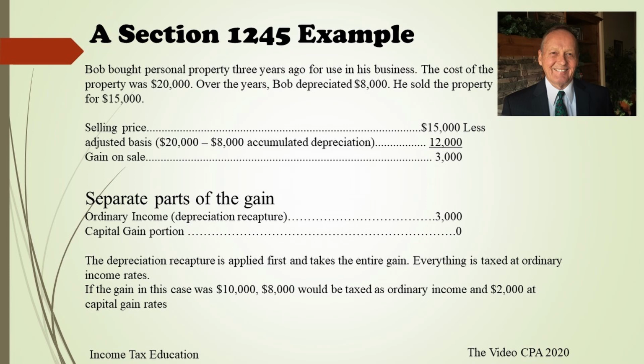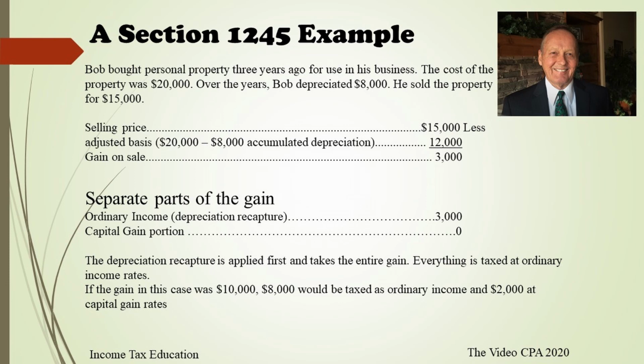Section 1245 is an example. In this, Bob buys personal property, keeps it for 3 years. He bought it for $20,000. He's going to turn around and sell it for $15,000, but he took $8,000 worth of depreciation on it.